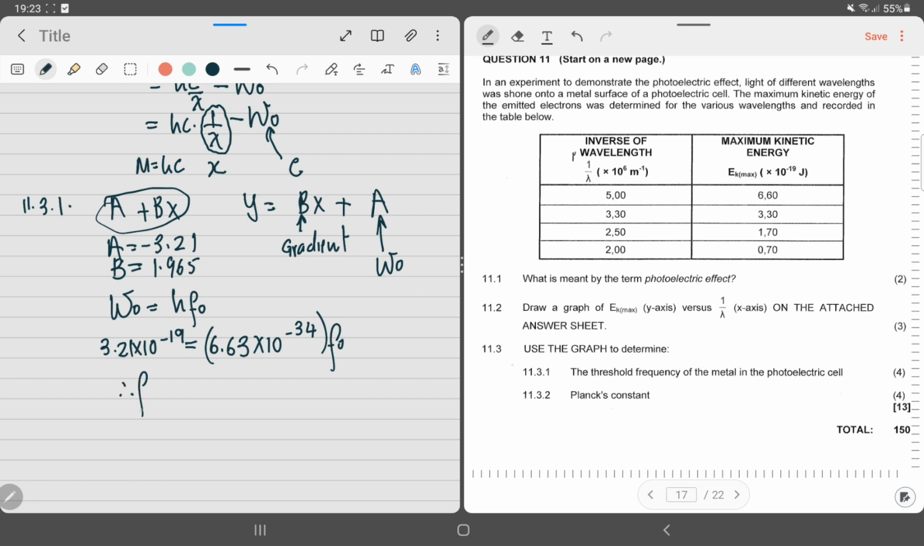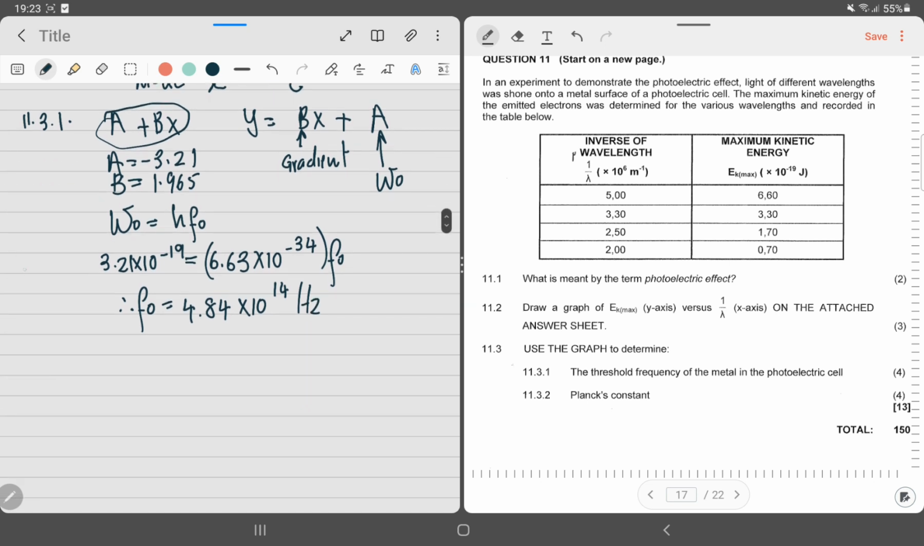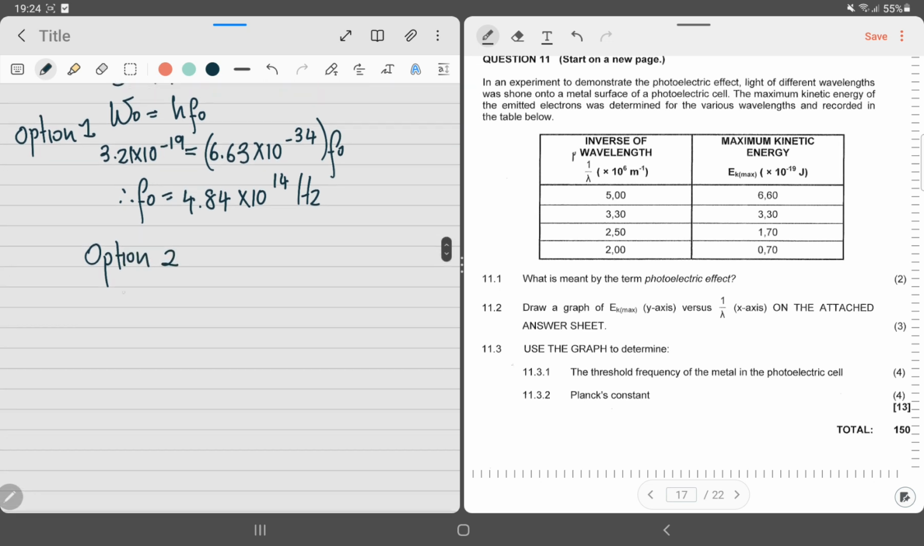f0. Therefore, the threshold frequency should be 3.21 times 10 to negative 19 over 6.63 times 10 negative 34. So I'm getting 4.84 times 10 exponent of 14 hertz. This is option 1. Option 2, we can use this equation.